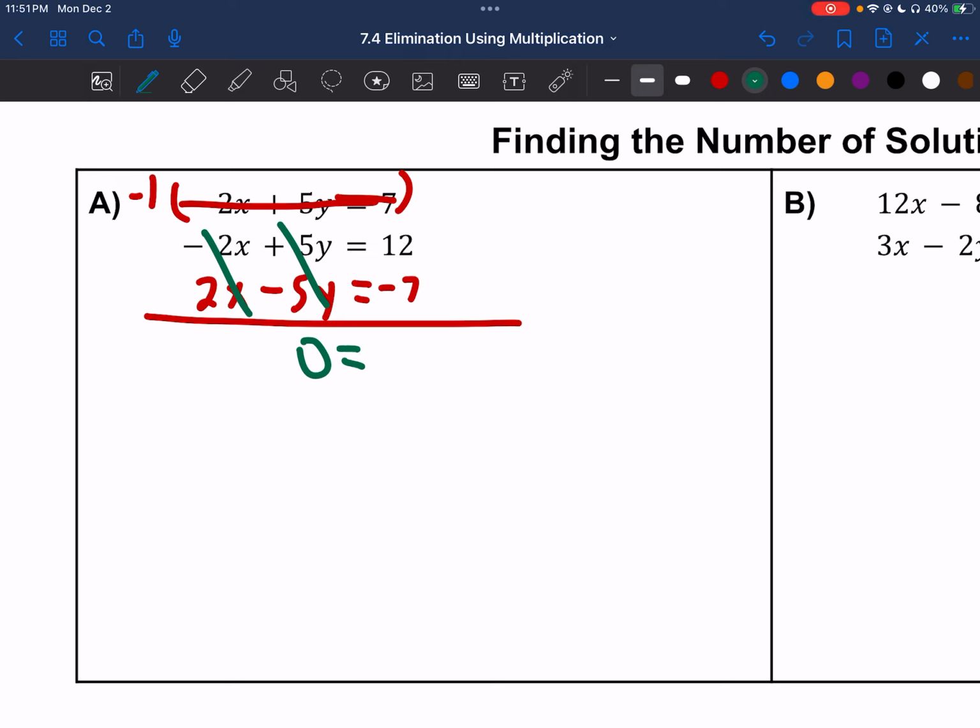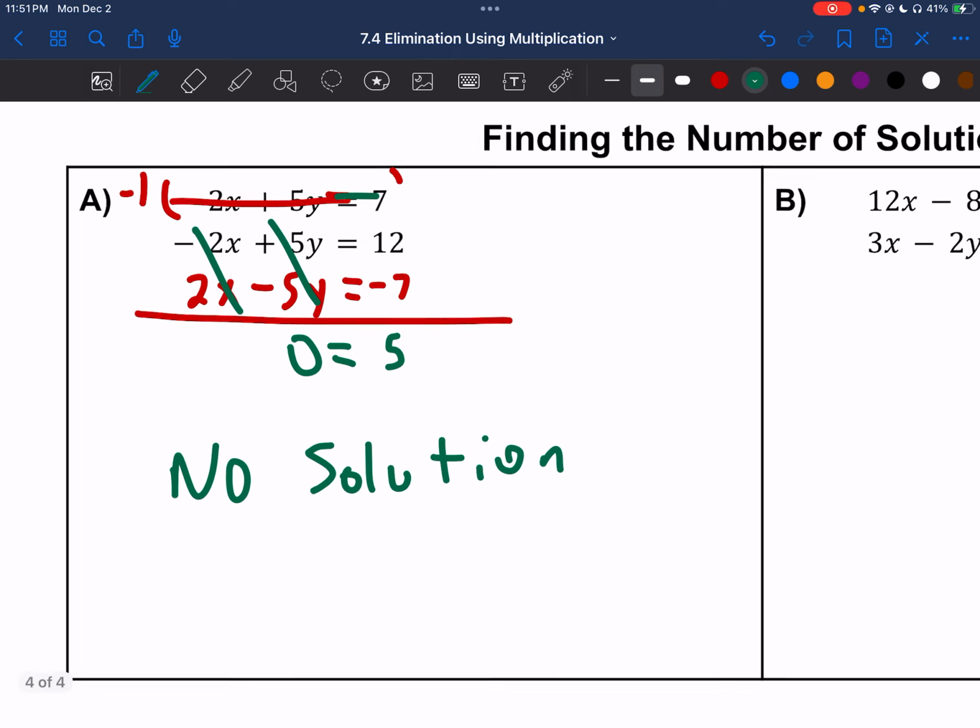So on the left side of the equal sign is 0, right? Because negative 2 plus 2 is 0. Negative 5 plus 5 is 0. The right side, 12 plus negative 7, was that negative 7? Yeah, that'll be negative 7. And that's going to give me 5. So this is going to be no solution. Okay, no solution, because 0 does not equal 5.